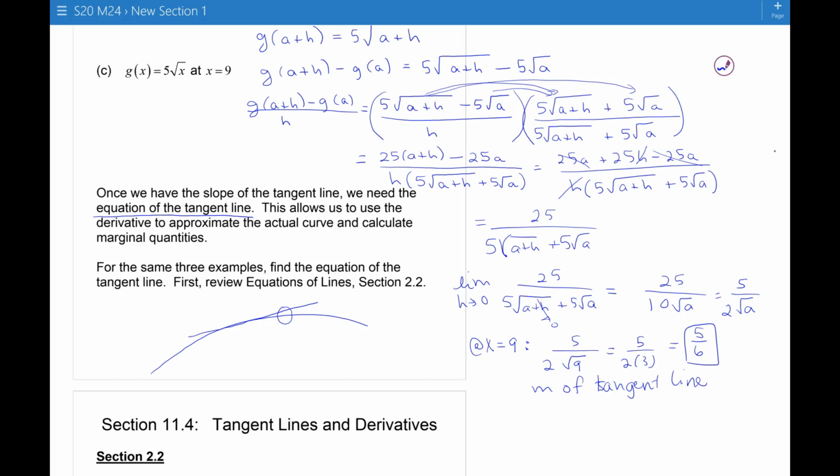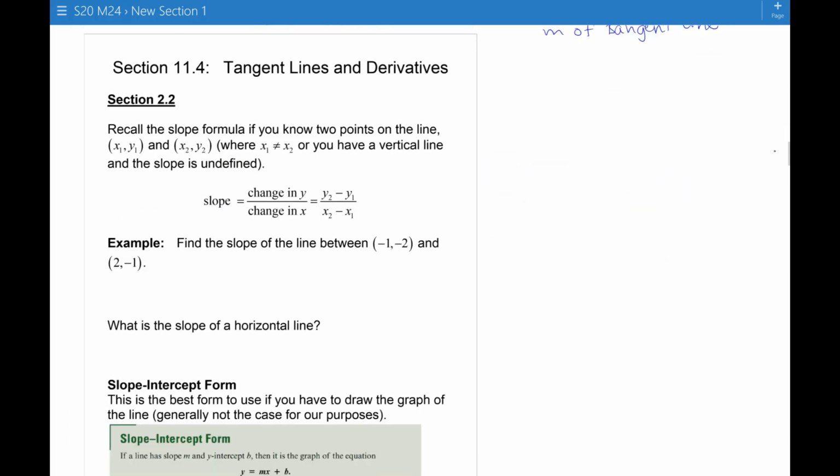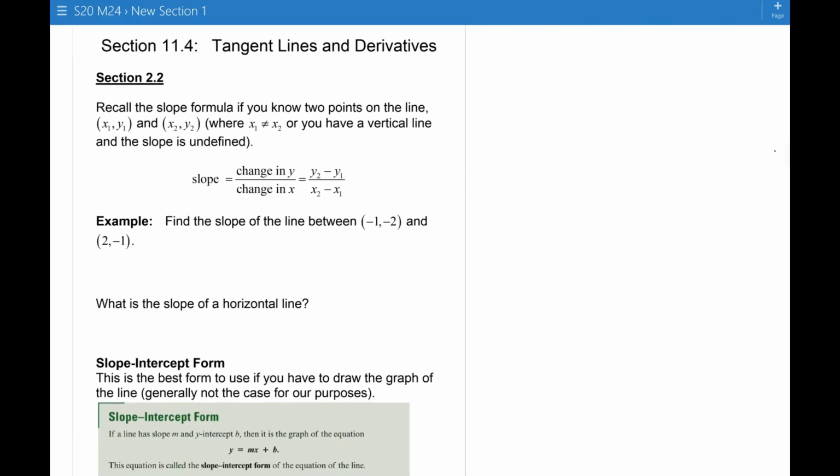So for these same three examples, let's find the equation of the tangent line. And first we're going to do a little review of equations of lines. So we've already talked about slope. We know the formula, the second y minus the first y divided by the second x minus the first x. And recall that if you have a vertical line, then the slope is undefined. We don't really see those very much in business calculus.